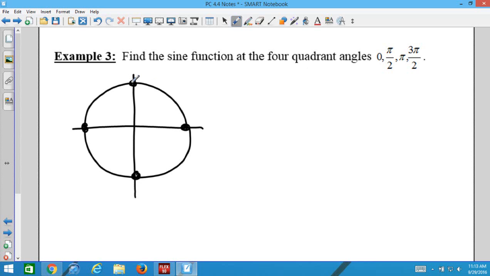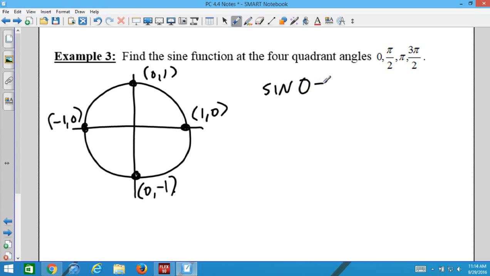Okay, so this point right here is 1, 0, and then we've got 0, 1, and then we have -1, 0, and 0, -1. So I have all the quadrant ordered pairs for the unit circle, and then we have to find sine at each of those. In your assignment, they're going to ask you more than just sine. They might ask you tangent or cotangent or secant, anything. In our example, it's just sine. So we're going to do sine of 0 degrees.